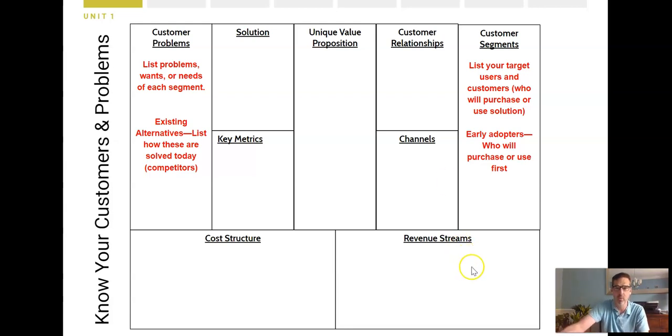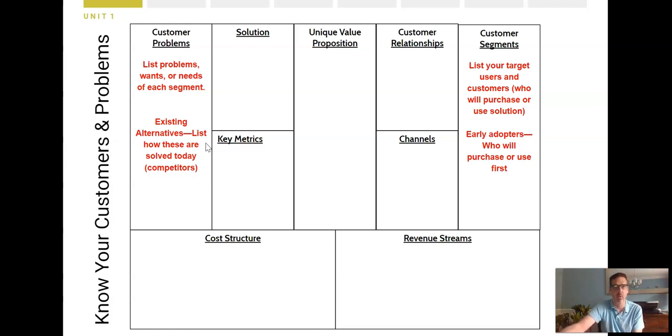The reason we keep it simple is because we want to talk to the customer up front and identify that they have a problem. So the first thing we do is identify the problems, wants, and needs of each customer segment. Then we come up with the alternatives. We list how they solve those today by looking at what the competitors are doing.